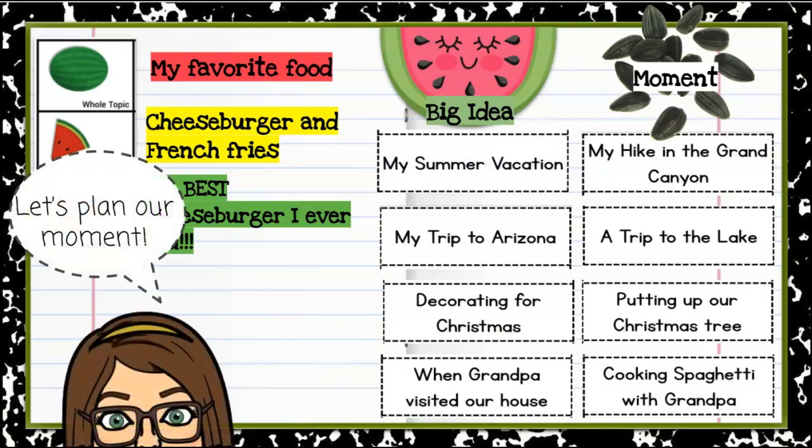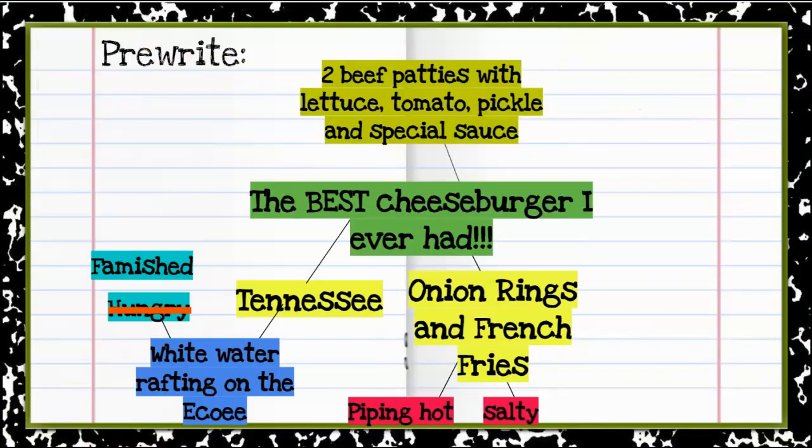So let's begin to plan our moment. Here is a pre-write that I've already started. Some people call this a brain dump or a word web. I took my special moment, the best cheeseburger I ever had, and started writing some information that I remember about it. I even changed the word hungry to famished because I want to really have some great word choice here. But I think I wanted to have a couple other ideas written down. So let me think here.